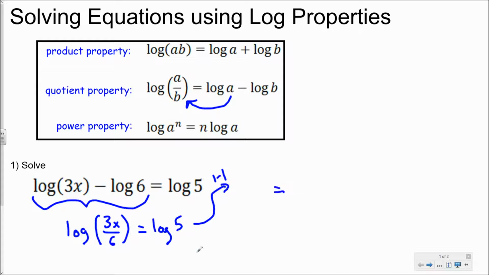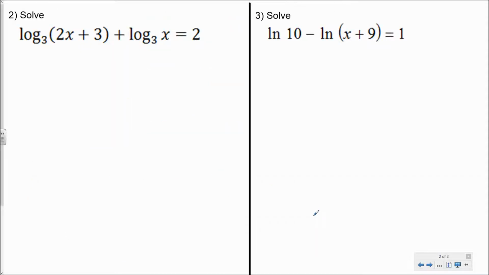So I'll end up with the left-hand side, or what's inside the log of the left-hand side, which is 3x over 6, which you may notice actually reduces to x over 2, is equal to the right-hand side, which is 5. So I end up with the value for x is 10 when I multiply both sides by the least common denominator. Here are two other examples.